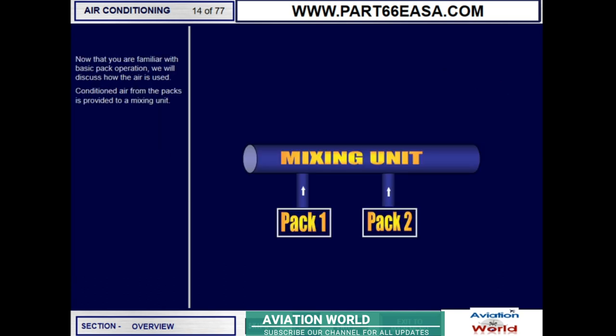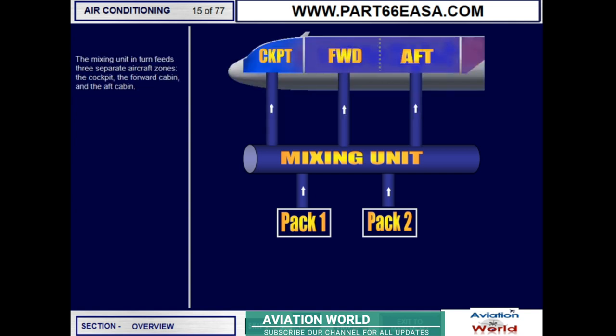And finally, now that you are familiar with basic pack operation, we will discuss how the air is used. Conditioned air from the packs is provided to a mixing unit. The mixing unit in turn feeds three separate aircraft zones: the cockpit, the forward cabin, and the aft cabin.